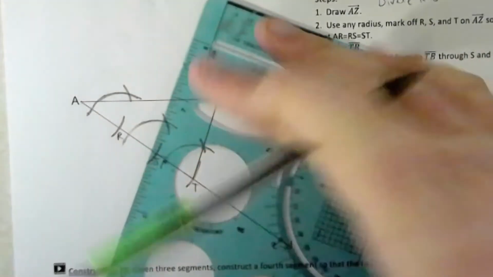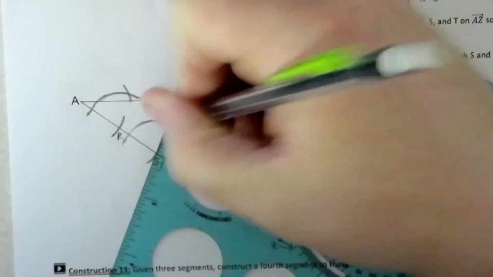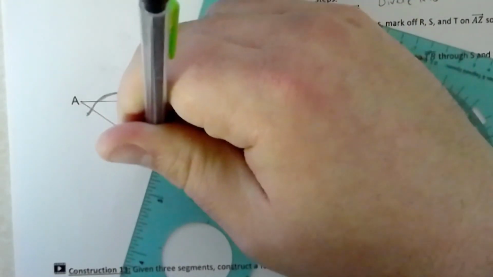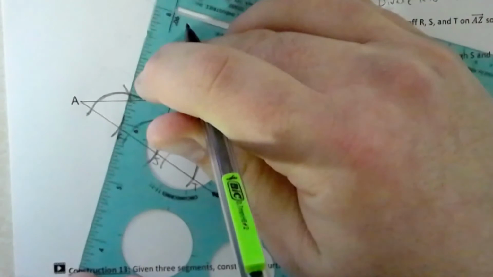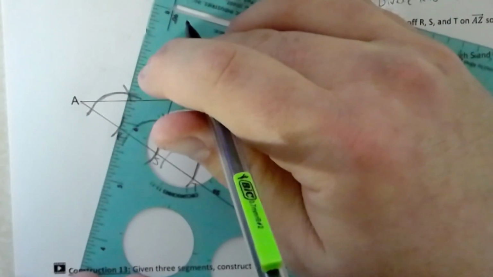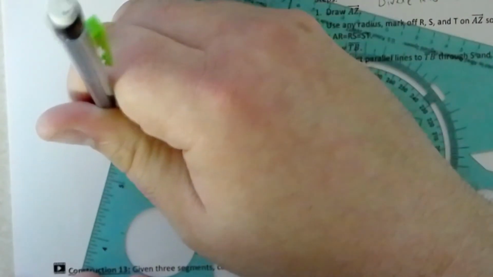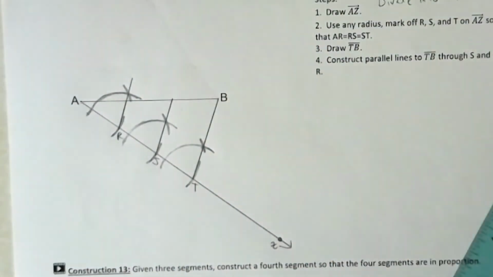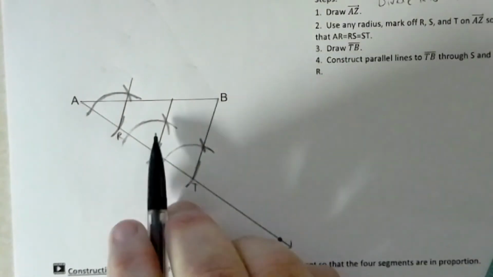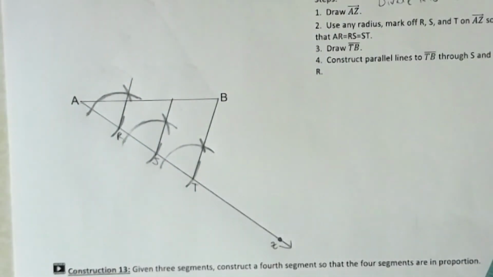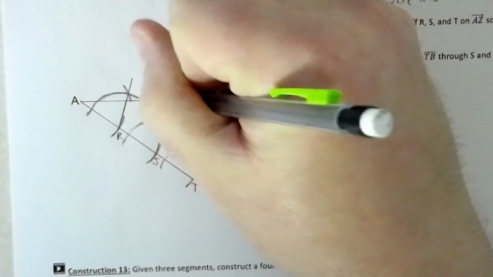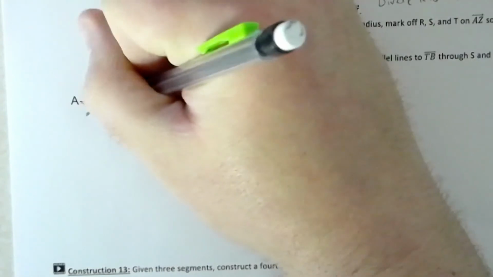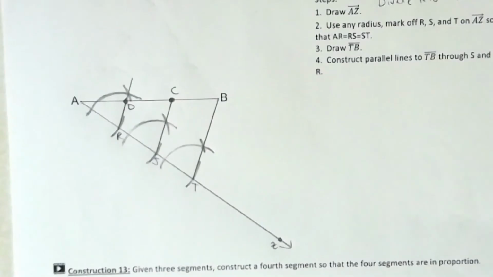Now, once I have those, I can go ahead and connect point S to where the intersection of these arcs occurred. And then do the same thing at R. So what that will do is create 2 other lines that are parallel to segment TB. Now what I'm going to do here is I'm going to label these points of intersection here so I have a frame of reference. I'm just going to call them C and D.